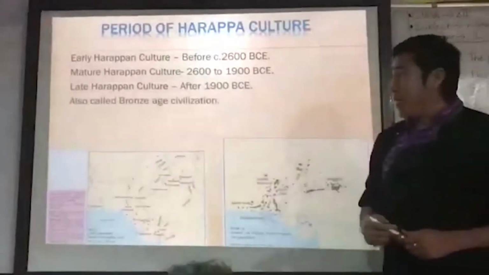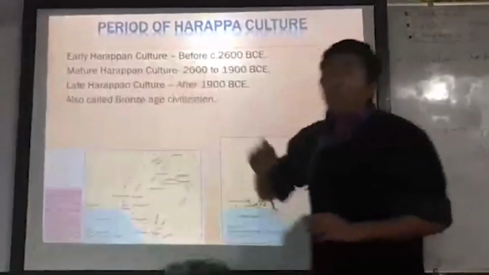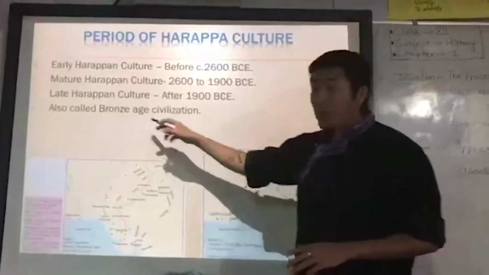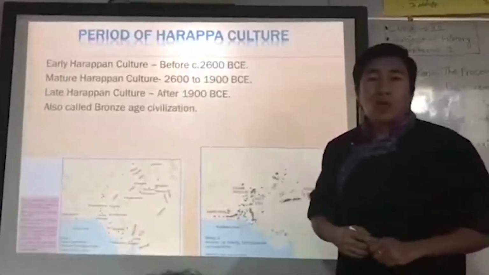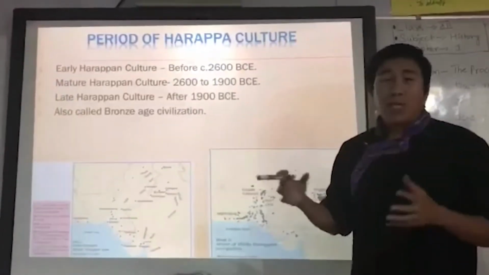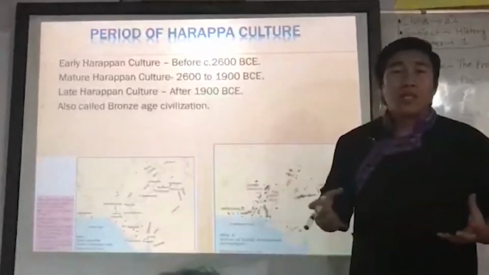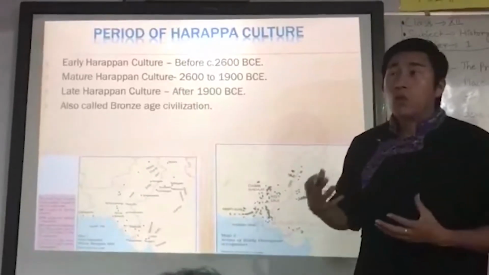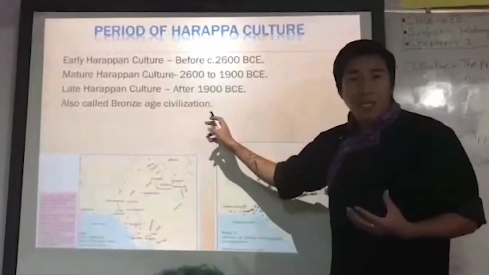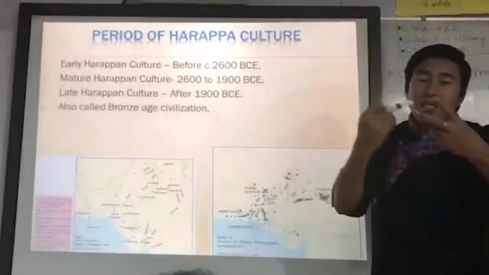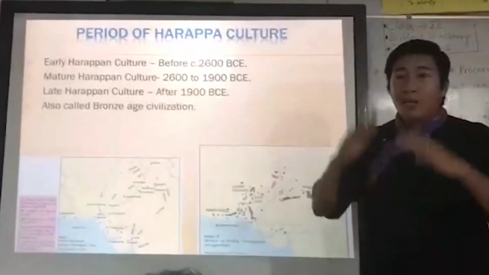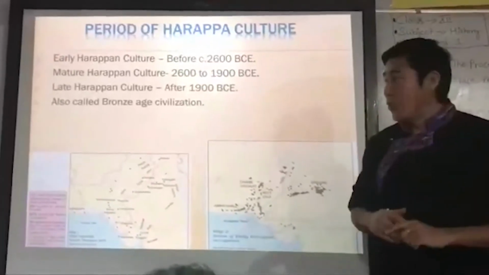Harappan culture is also known as a Bronze Age civilization. Why? As you know, bronze is an alloy of tin and copper. During that time bronze was one of the most available metals, and people used this metal in huge amounts. So that's why it is also known as a Bronze Age civilization. Harappan culture, Indus Valley civilization, Bronze Age civilization, or Indian civilization are different names for the same civilization.